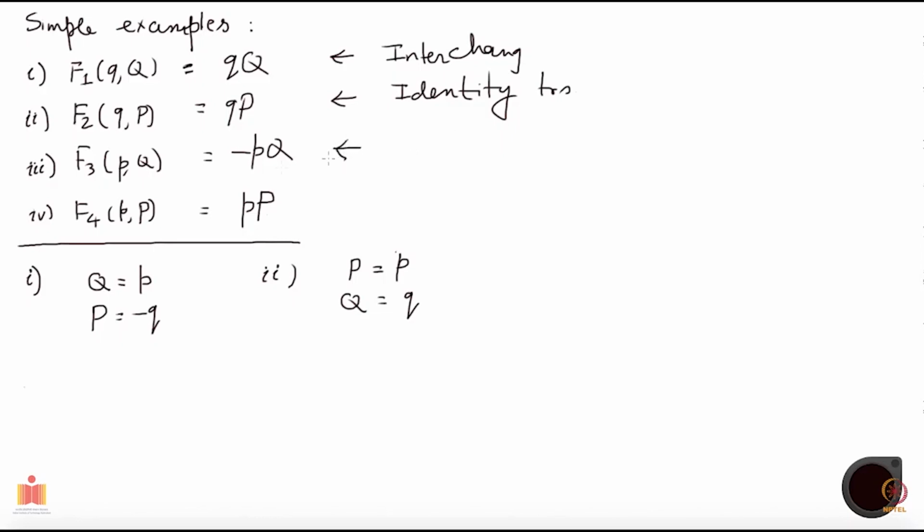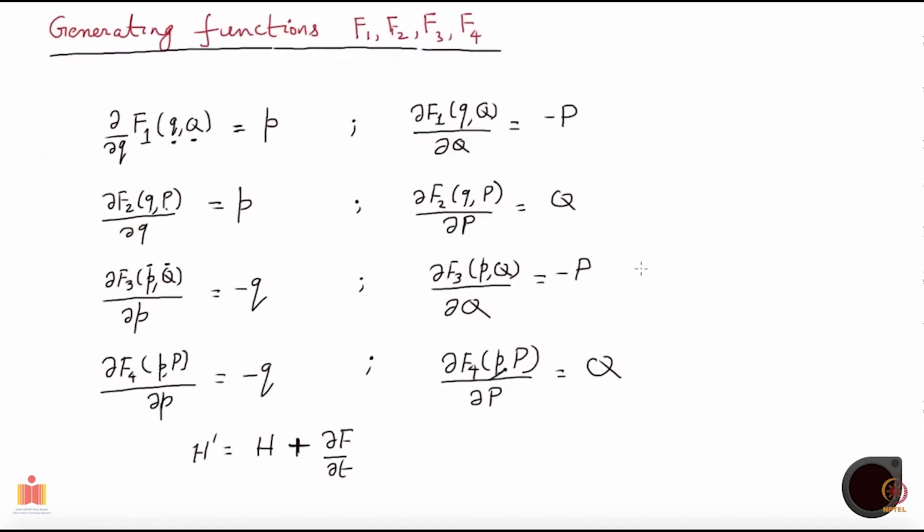Let's look at this one. So the third one, maybe I'll just write down how to get this. It's trivial. You have delta f3 over delta p is equal to minus q. This is what you have on the previous slide. Now let's see.